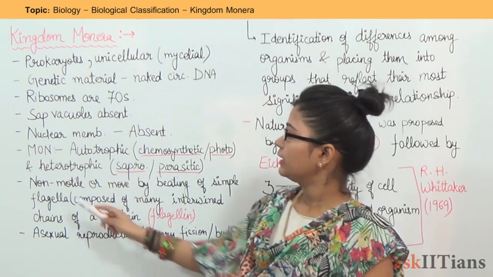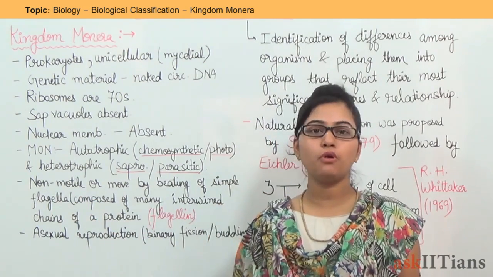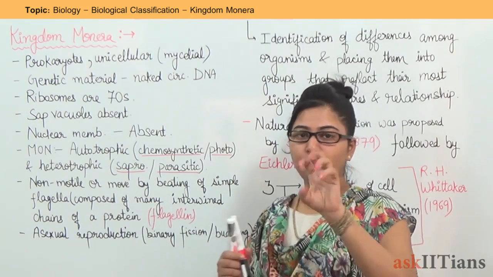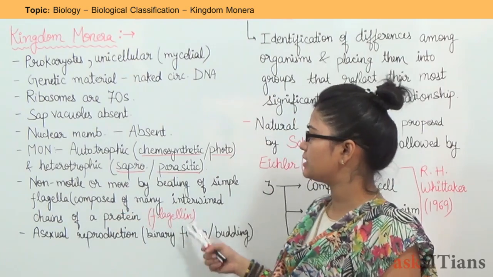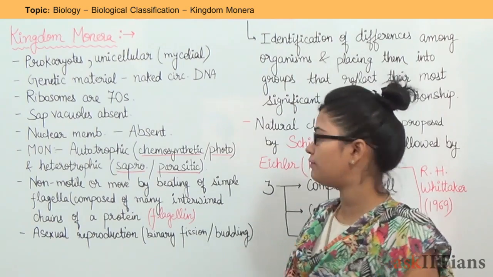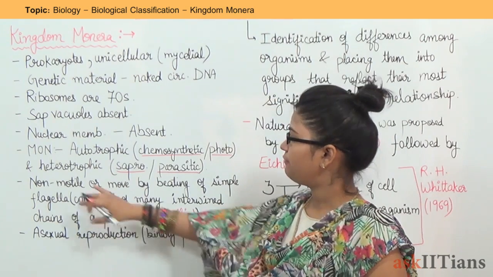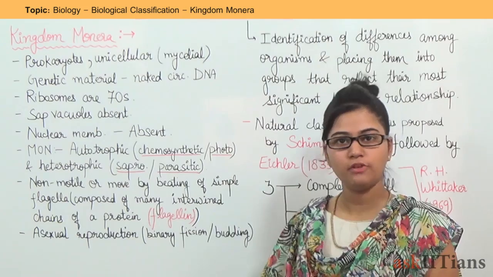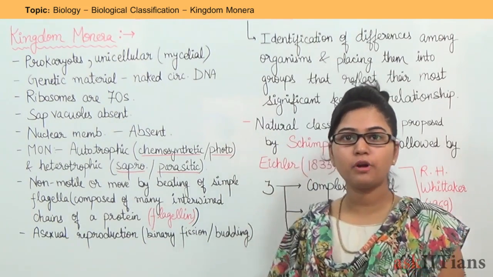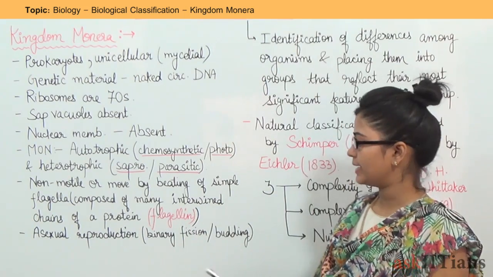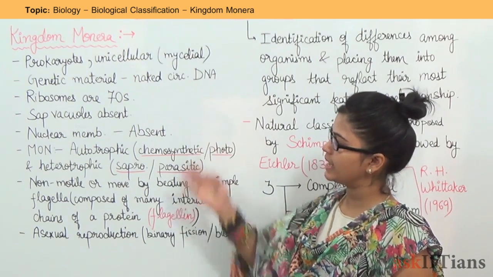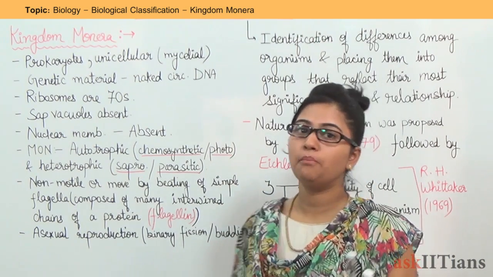Then comes, these organisms are non-motile or they move by beating of simple flagella. This flagella is composed of many intertwined chains of a protein that is called flagellin. So this flagella under the kingdom Monera is made up of flagellin. Then comes type of reproduction. The type of reproduction is asexual. That is, it can be by binary fission or by budding. So these are the basic characteristics that are possessed by a Monera.